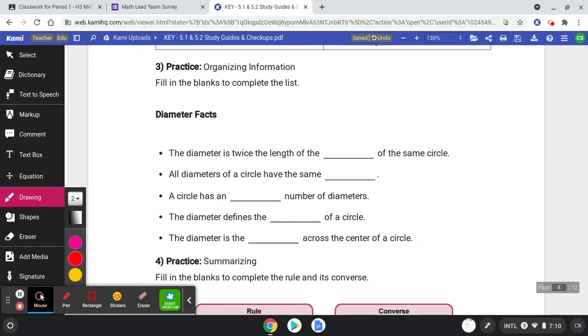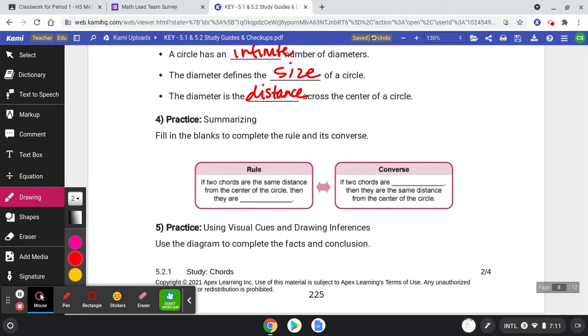We're going to remember that the diameter is twice the length of the radius of the same circle, and that all diameters of a circle have the same length. A circle has an infinite number of diameters, and the diameter defines the size of a circle. Like the bigger the diameter, the bigger the circle. The diameter is the distance across the center of a circle.